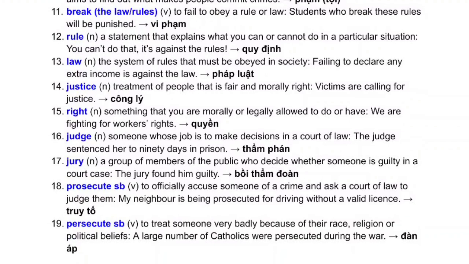14. Justice. Is it the treatment of people that is fair or morally right? Example, victims are calling for justice.